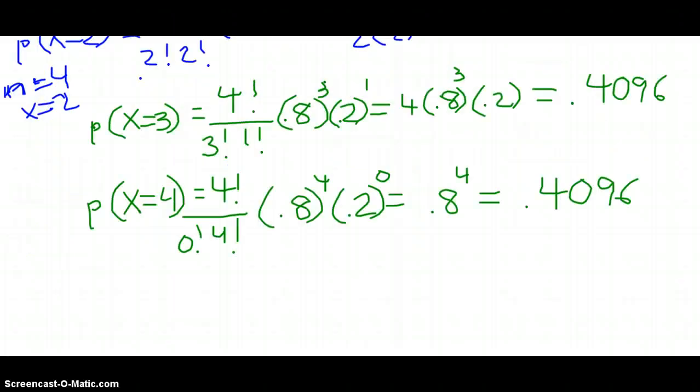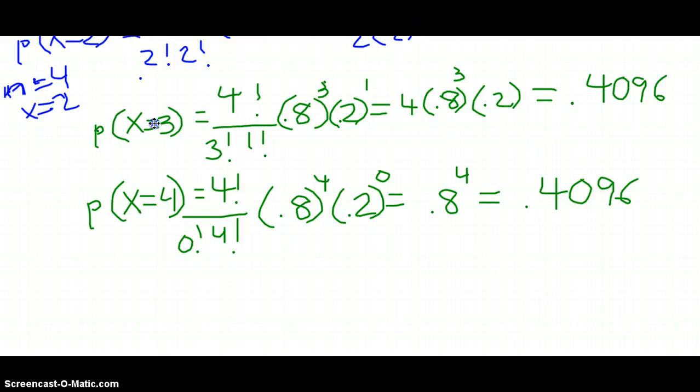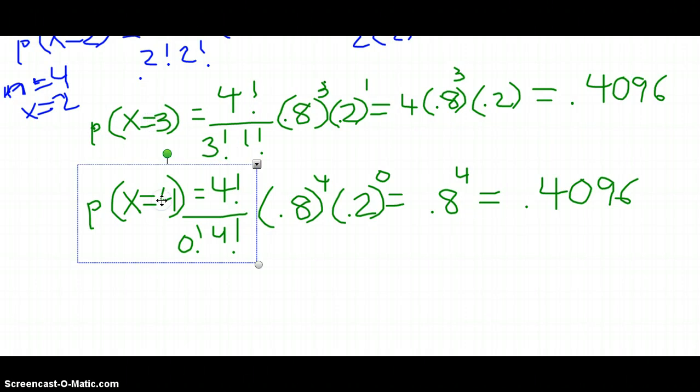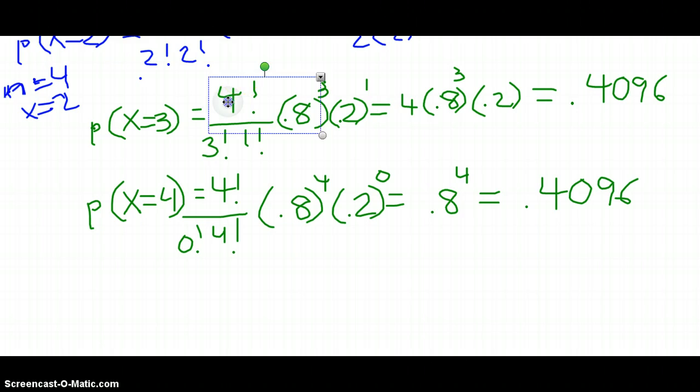Okay, so the final 2 probabilities: 3 successes out of 4 and 4 successes out of 4. Again, 4 total, 3 successes, 1 failure: 0.8 to the power of 3 successes, times 0.2 to the 1. This comes out to 0.4096.